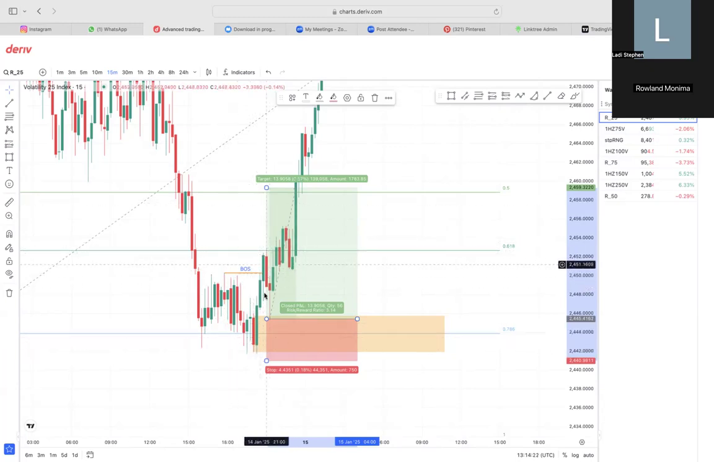This is the high that was broken. This is the order block. You put your stop loss below this order block so that in case price retraces into the order block, you will still stay in the trade. Because sometimes it might come all the way here and then go up and continue.